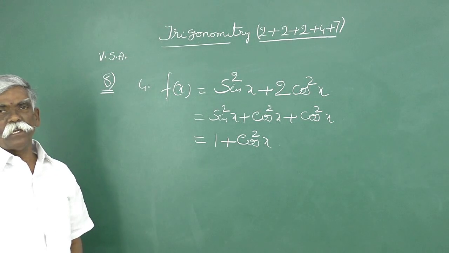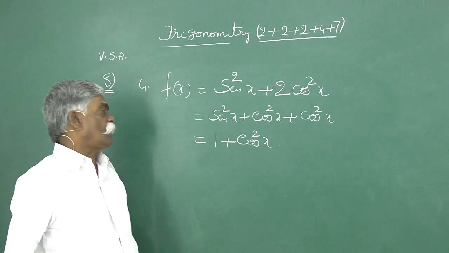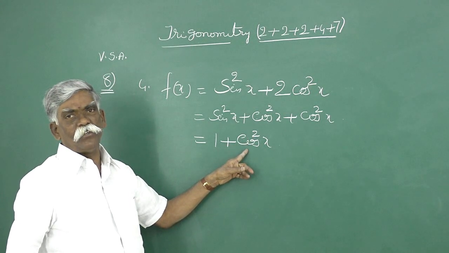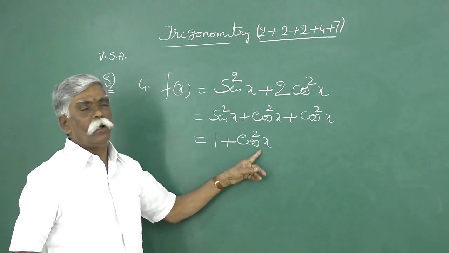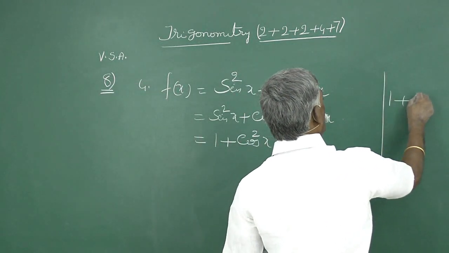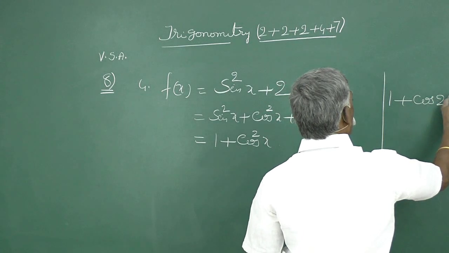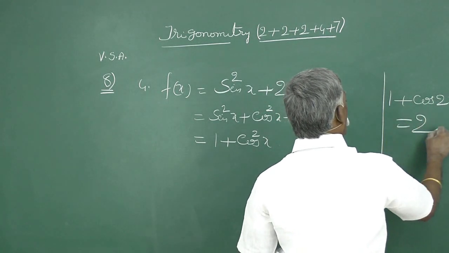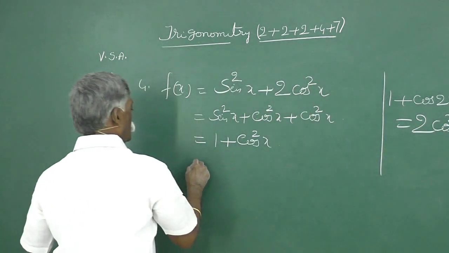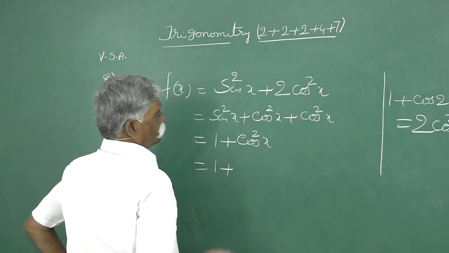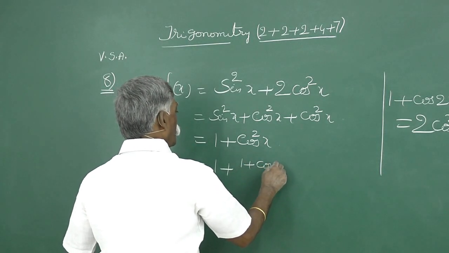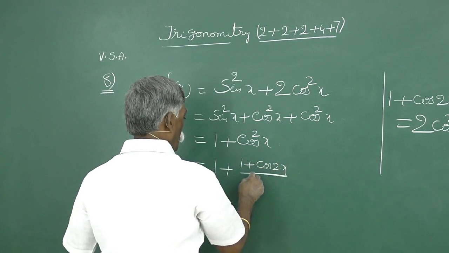To find the periodicity of any trigonometric function, square must not be there. This must be changed into multiple. 1 plus cos 2x is equal to 2 cos square x. Therefore, 1 plus cos square x is nothing but 1 plus cos 2x whole by 2.